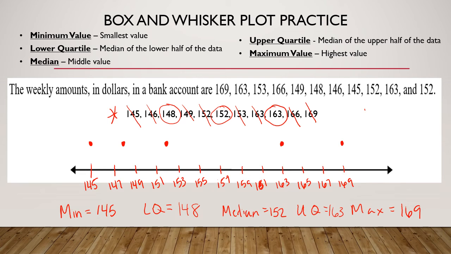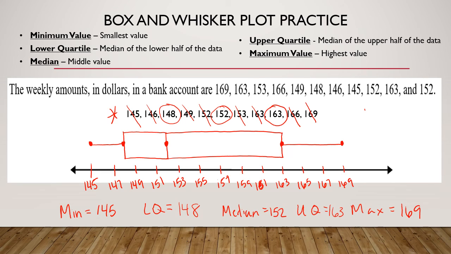Now I need to draw my box and whisker plot. The way I like to do it is I like to draw my boxes first. I know that the sides or the ends of my boxes are going to end there. And I'm going to have another box within here. So it's going to look something like that. That's my first box. This is my second box. And then I just draw my whiskers on there.